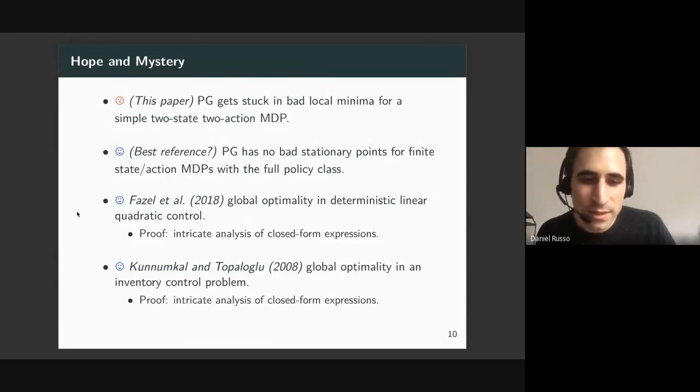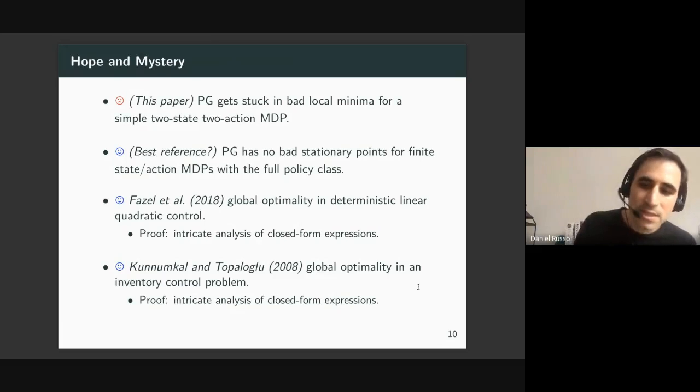Adding to the mystery, in the operations literature, these authors provide global optimality guarantees for a stochastic approximation algorithm that searches over the class of base stock policies in an inventory control problem. Inventory control also has a large number of closed form expressions that are specialized to that case, and carefully analyzing those expressions shows this convergence to optimality. Again, we're left with this mystery. How do we reconcile the good cases and the bad cases and what's going on?